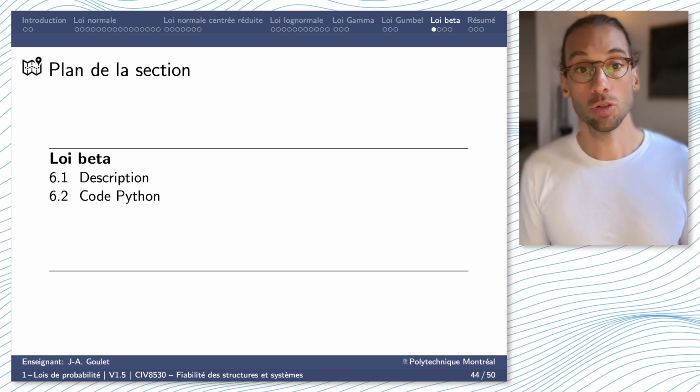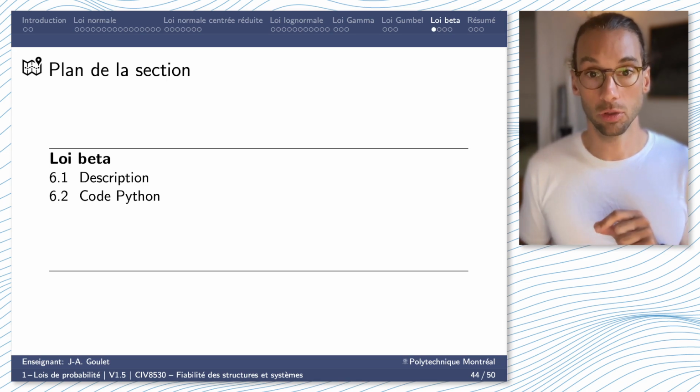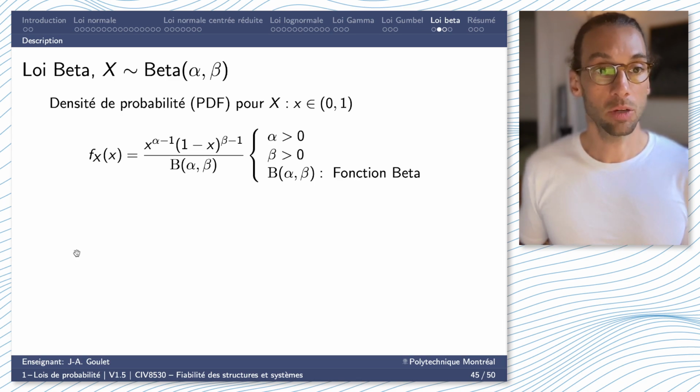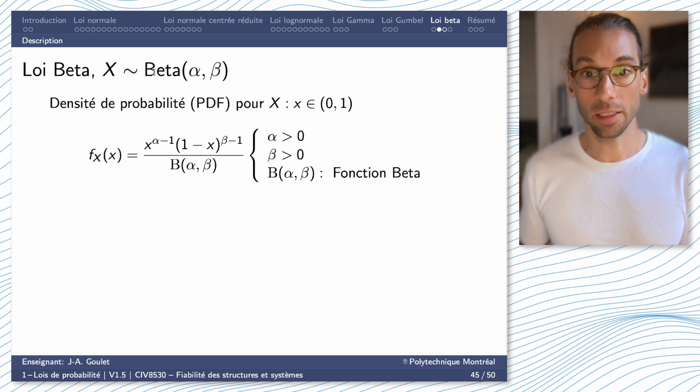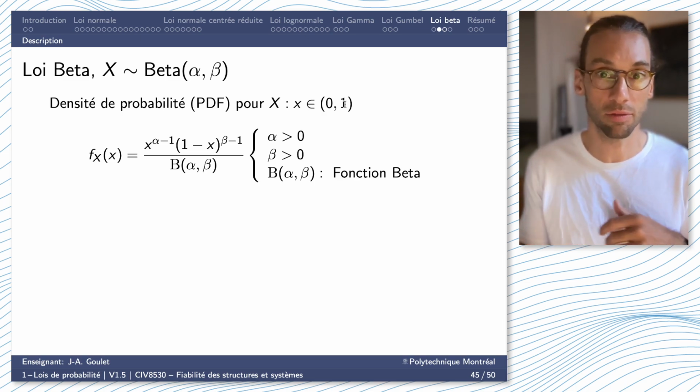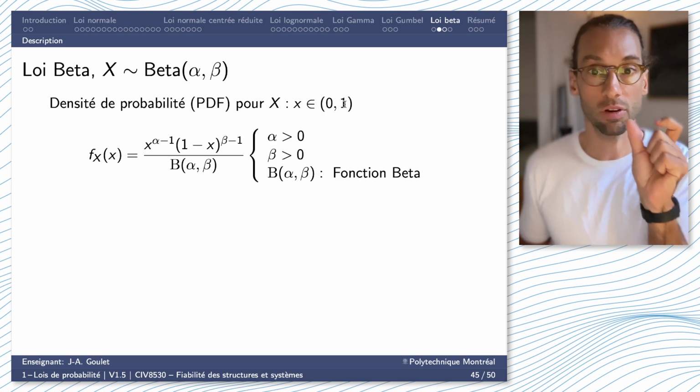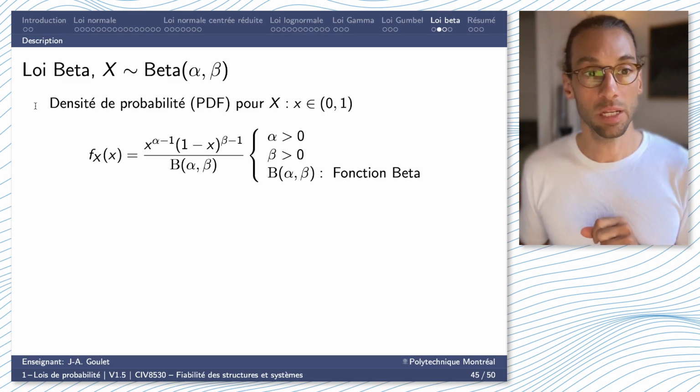The last distribution we're going to see is the beta distribution. So what is the beta? We're going to say X is distributed like a beta distribution with parameters alpha and beta. This has the particularity that it's only defined on the interval 0 to 1. Instead of being real positive or real numbers, it's just for a fixed interval. And its PDF looks like this.